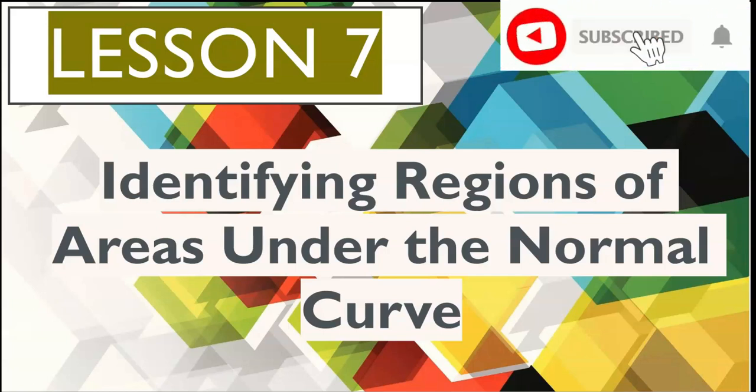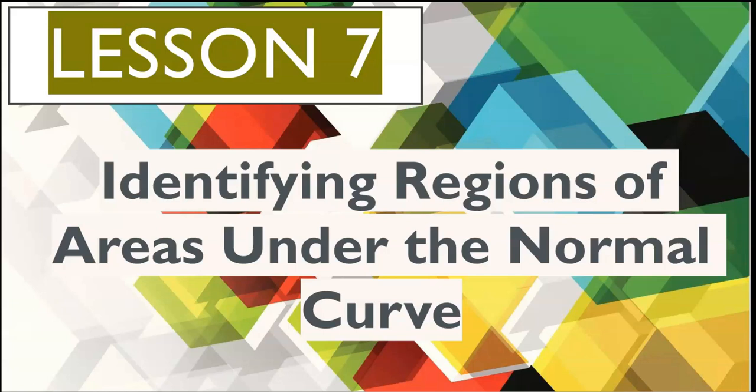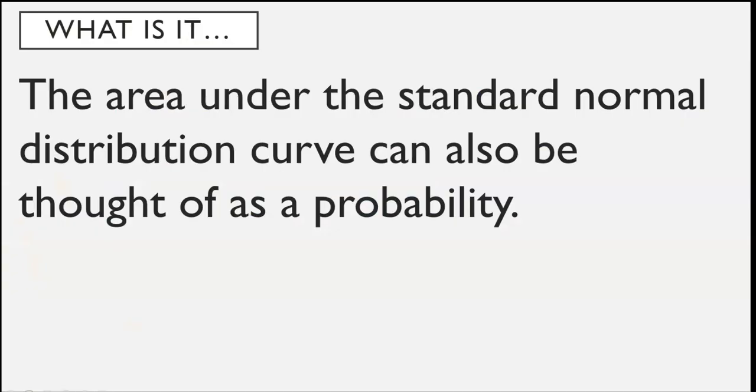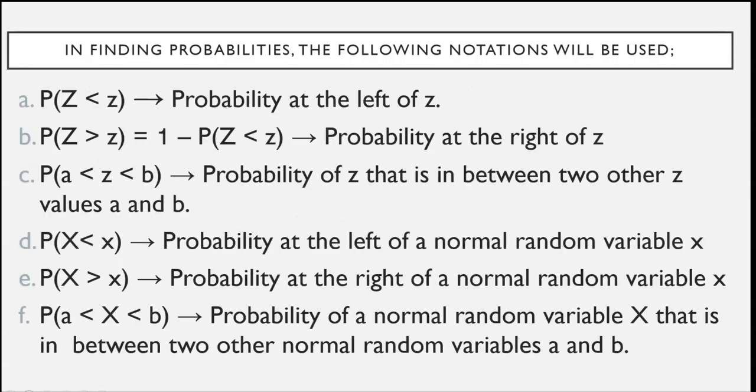Lesson 7. Identifying regions of areas under the normal curve. The area under the standard normal distribution curve can also be thought of as a probability. Remember that in finding probabilities, the following notations will be used.